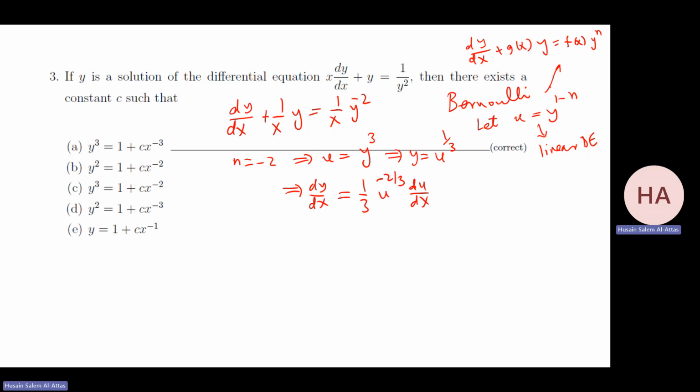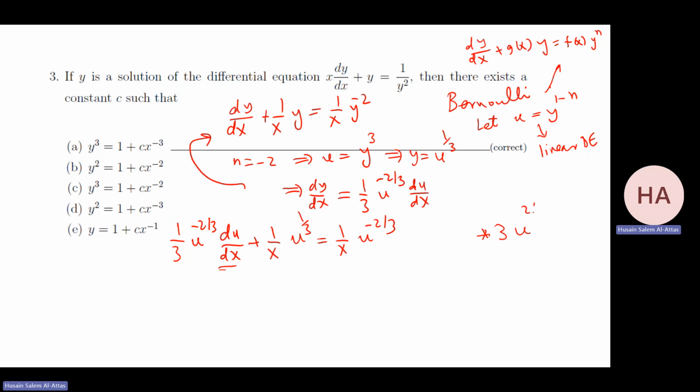Okay, now plug everything in. You should get a linear equation. Let me see. 1 over 3 u to the power minus 2 over 3 du over dx, plus 1 over x times y, which is u to the power 1 over 3, equals 1 over x times y to the power minus 2, which is u to the power minus 2 over 3. Now multiply this one. I want the coefficient to be 1. So multiply by 3 u to the power 2 over 3.